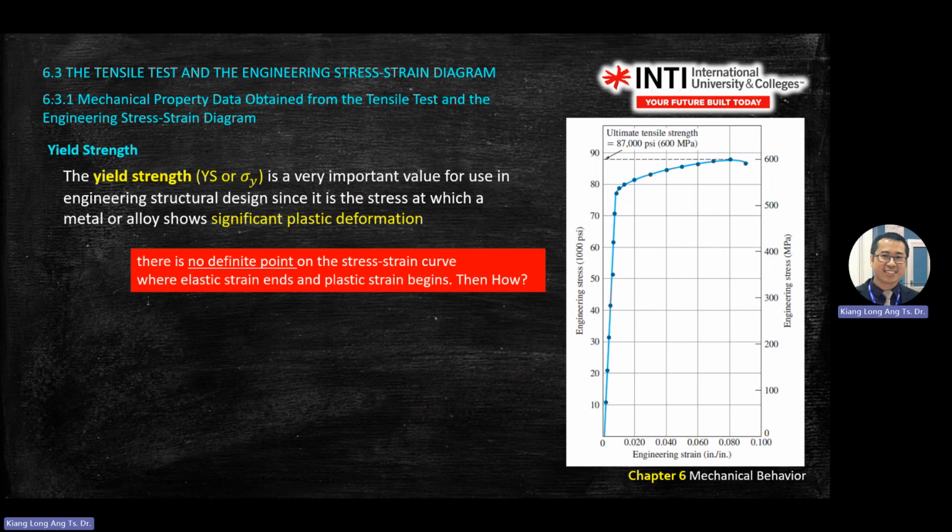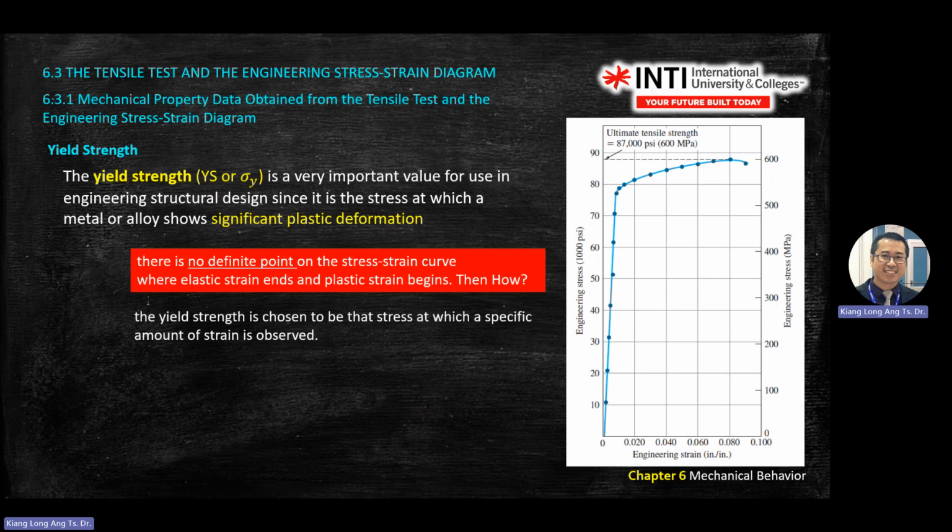Okay, yield strength. Yield strength is where it starts to show plastic deformation. It's very hard to find the yield strength point. In this case, we use 0.2% to estimate the yield point, or you will see in the material handbook, sigma Y. It means yield point. Yield means it starts to behave like plastic already. Okay.